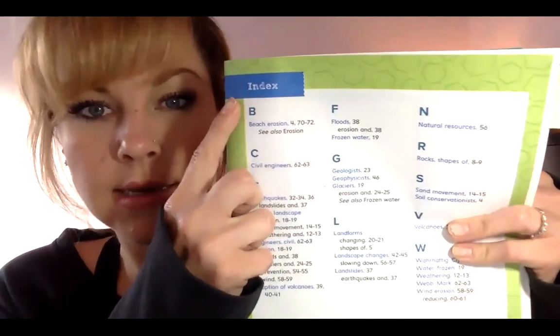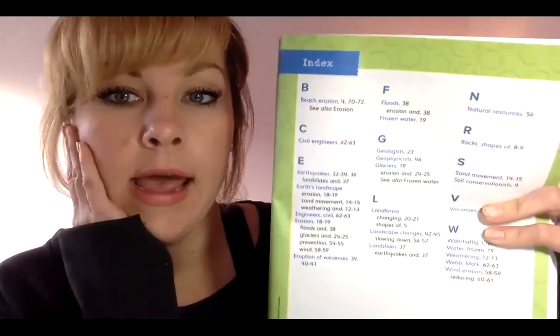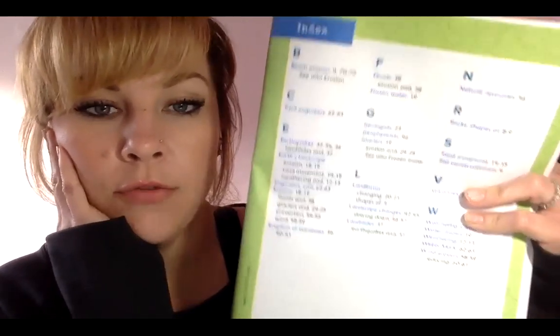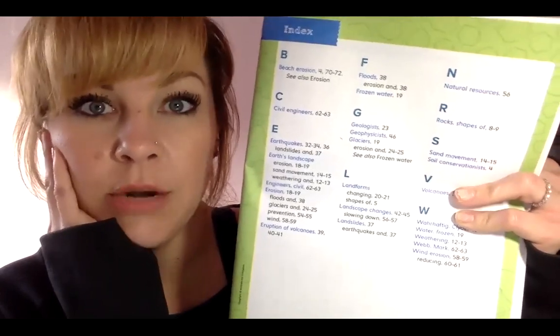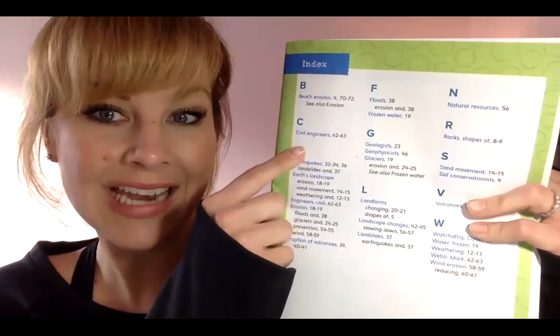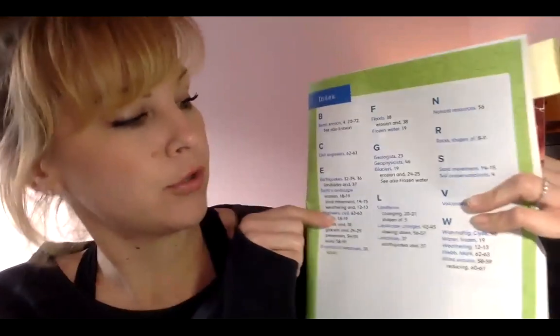There's something called an index, and it's all in alphabetical order. A lot of times when you're looking for something in the workbook and you can't remember the page it was on, you would go to the index, see if the word is there, and then it usually will tell you the page.